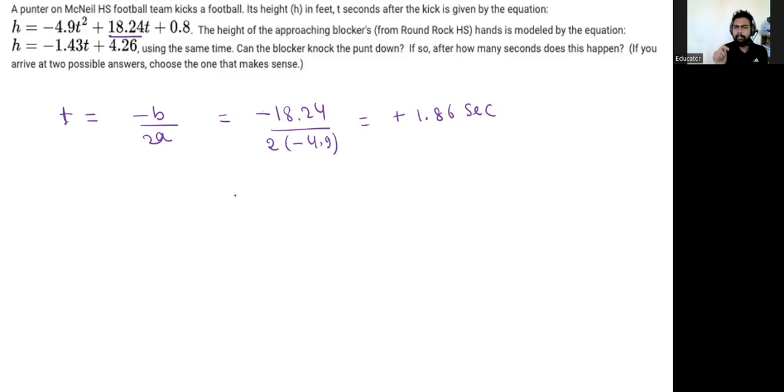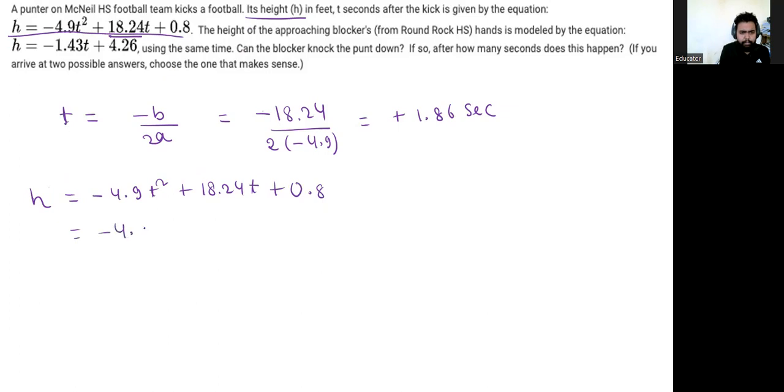And how can we now get the maxima? Here h is representing the height, and this is the equation which is representing the football. So I'm going to plug in the value of t in order to get the height. So h would be equal to negative 4.9 t square plus 18.24 t plus 0.8. So here I could write negative 4.9, and instead of t I write 1.86 square, then plus 18.24 times 1.86, and then plus 0.8.